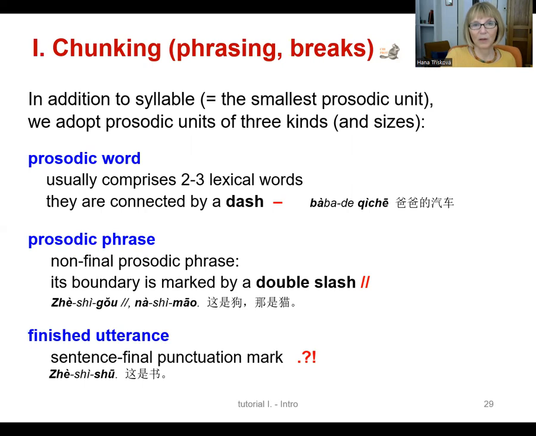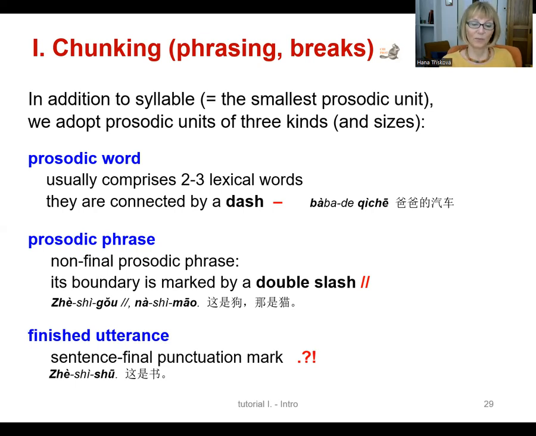One utterance may have one or two or sometimes even more prosodic phrases. If there are more prosodic phrases in an utterance, for instance, 这是狗,那是猫, it's two prosodic phrases. The one which is not the final one has a double slash at its boundary. And the largest unit is a finished utterance.